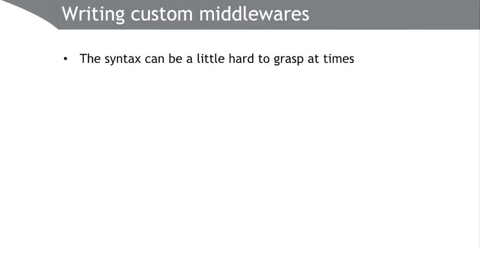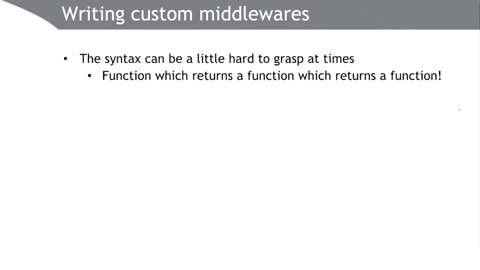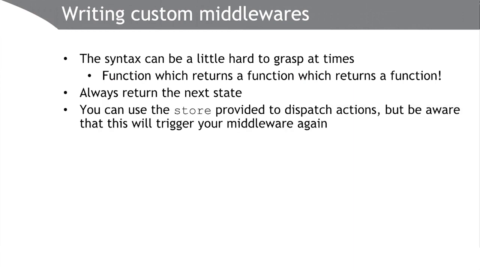So when writing your first custom Redux middleware, the syntax can be a little hard to grasp. Remember, it's a function which returns a function which returns another function. The most important thing to remember is that you always return the next state. Finally, it's important to note that you can also use store.dispatch from within your middleware to dispatch new actions, but you must be aware that this is going to trigger your middleware again. So that's how to write our own custom Redux middleware. Again, you could think of a lot of different use cases for this. Logging is just one of the many.